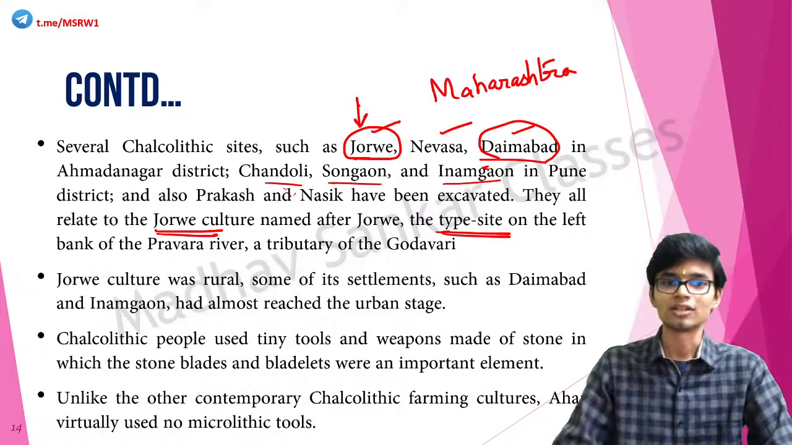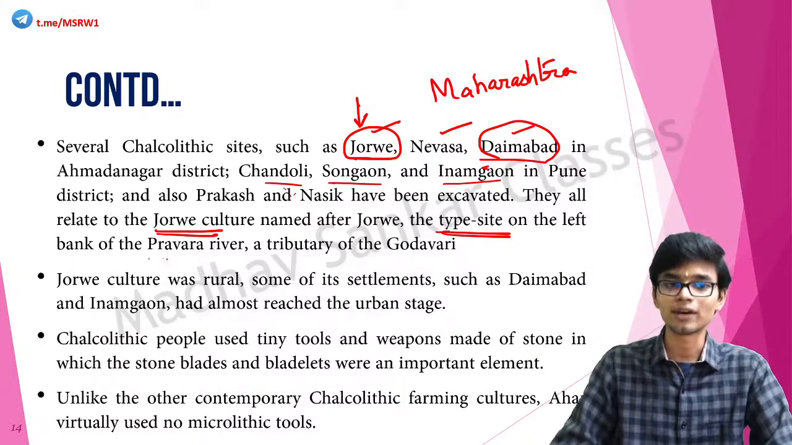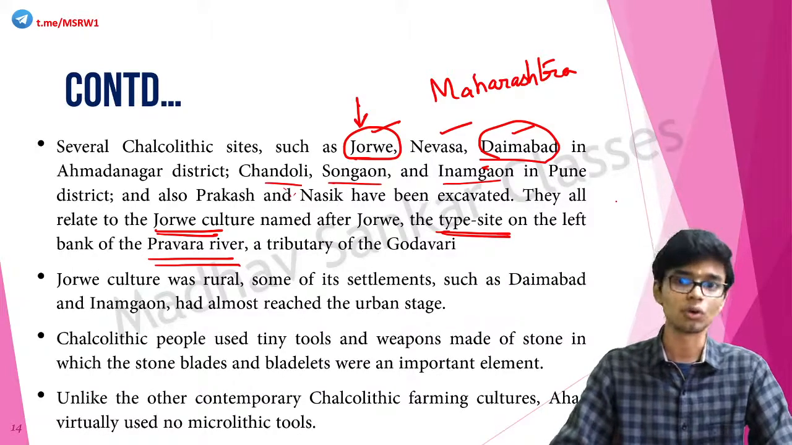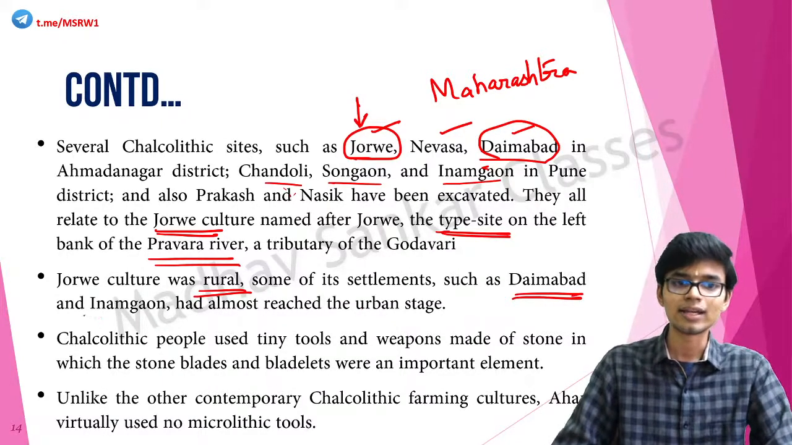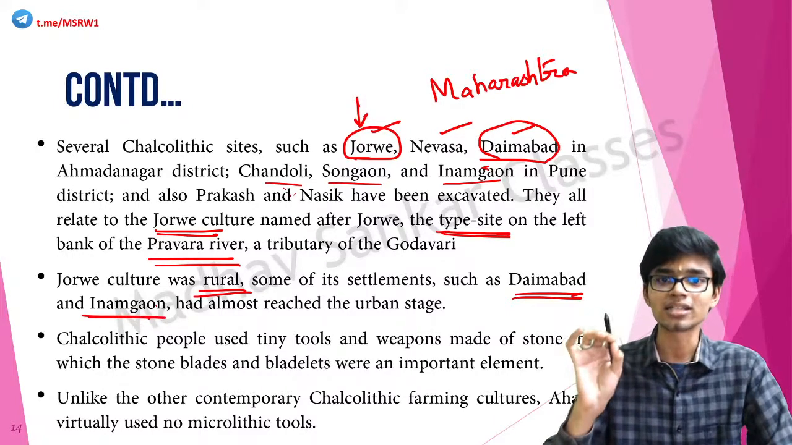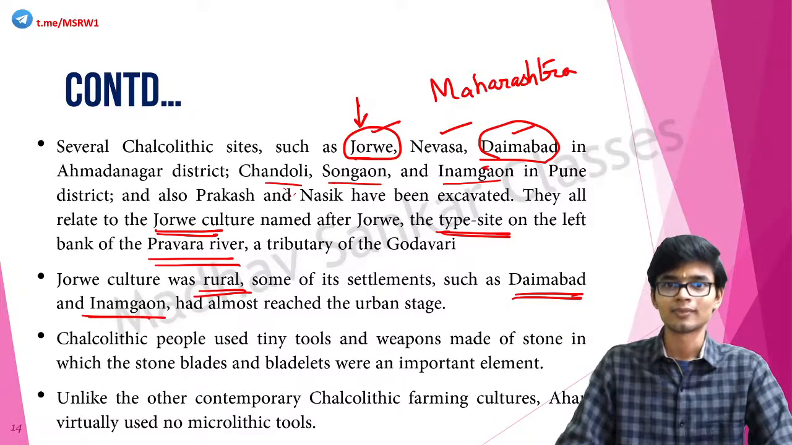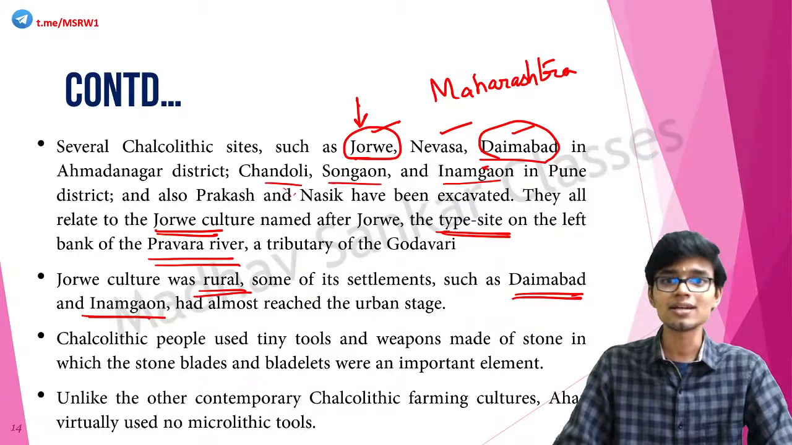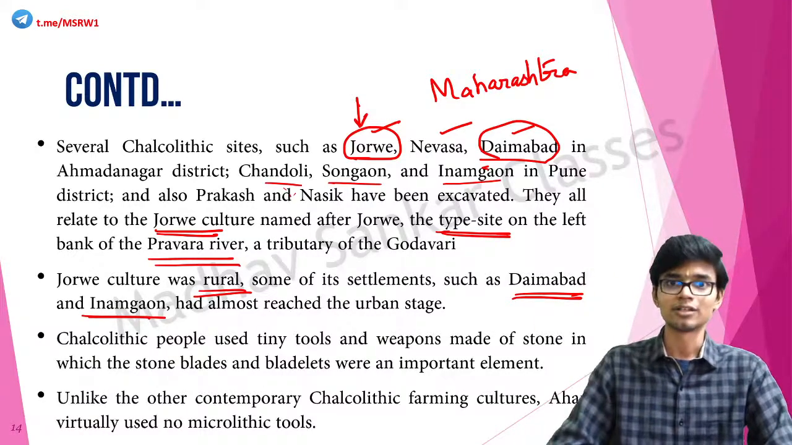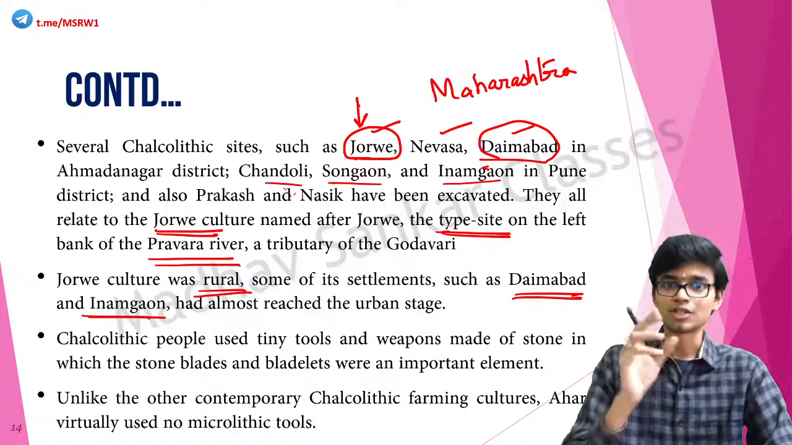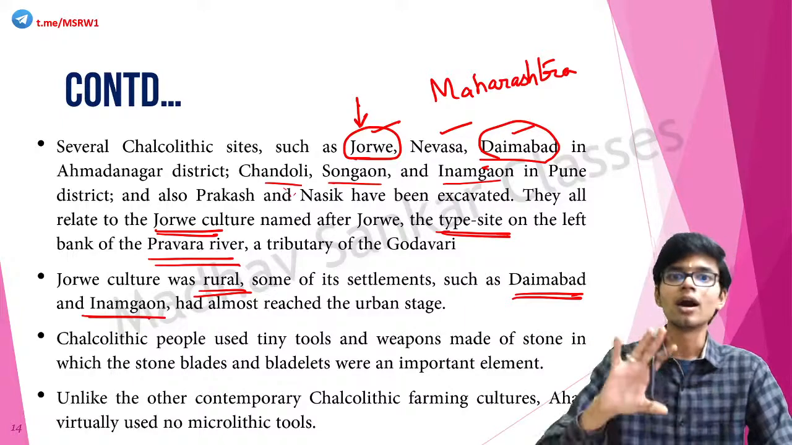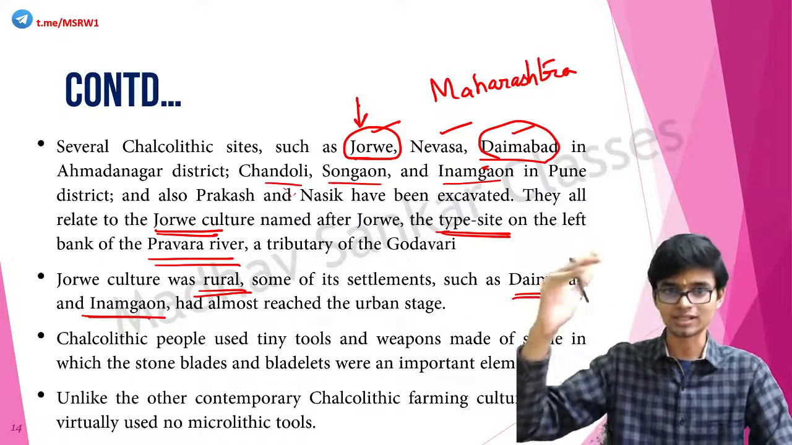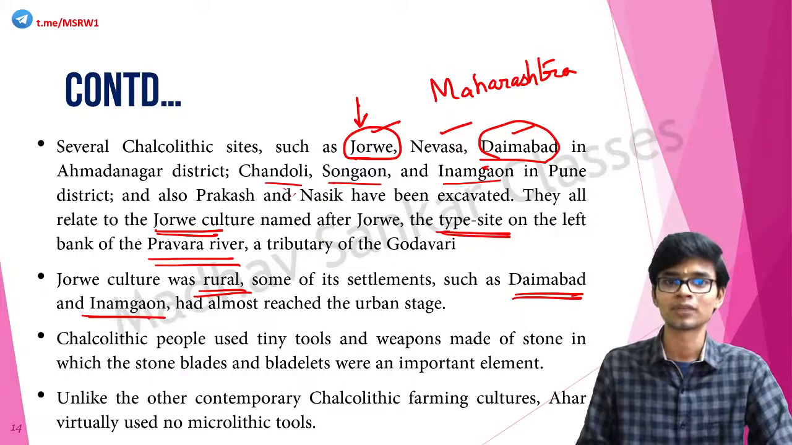This area, Jorwe, is situated on the bank of the Pravara river, which is a tributary of the Godavari. Jorwe culture was a rural culture, and some of its settlements, such as Daimabad and Inamgaon, had almost reached the urban stage. Again, remember the Indus Valley was an urban setup, but Jorwe culture is rural. But two very prominent areas in the Jorwe culture, Daimabad and Inamgaon, came very close to achieving urban status.